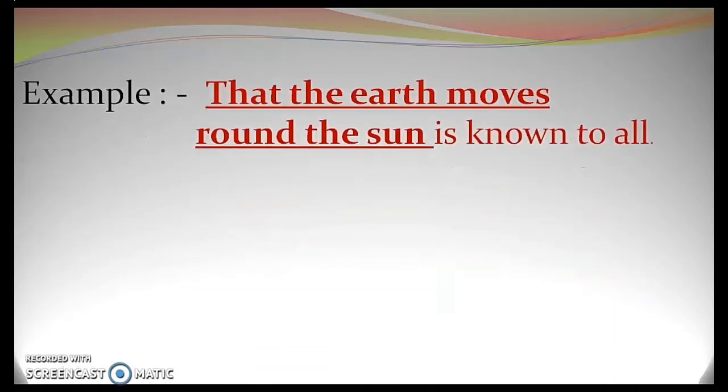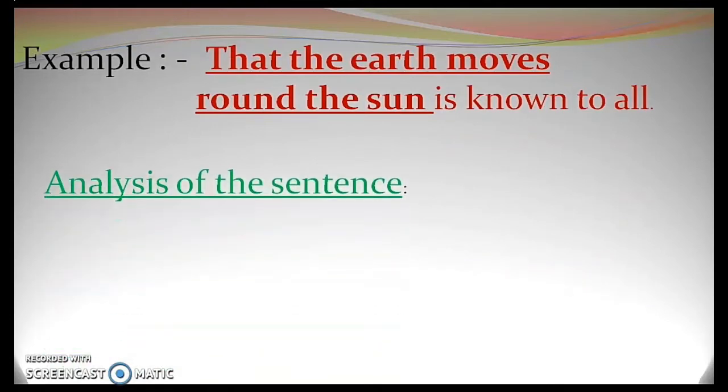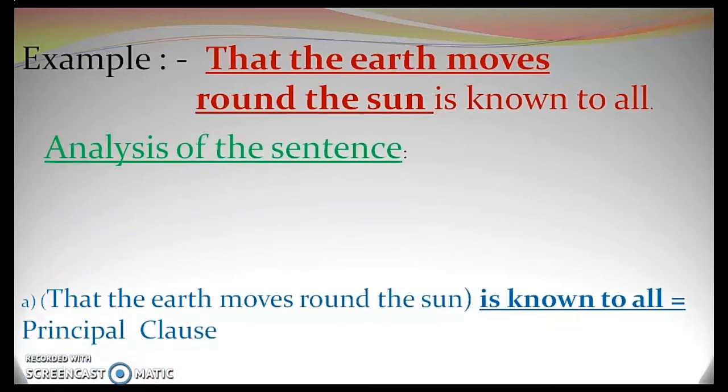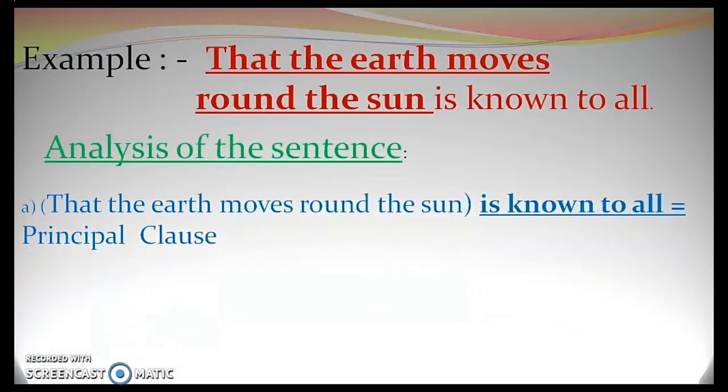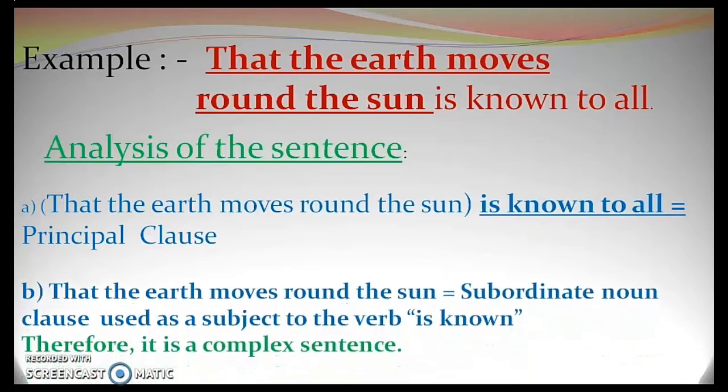Example: that the earth moves round the sun is known to all. Analysis of the sentence: that the earth moves round the sun, within bracket, is known to all. The principal clause is just is known to all. That the earth moves round the sun, subordinate noun clause used as a subject to the verb is known. Therefore, it is a complex sentence.